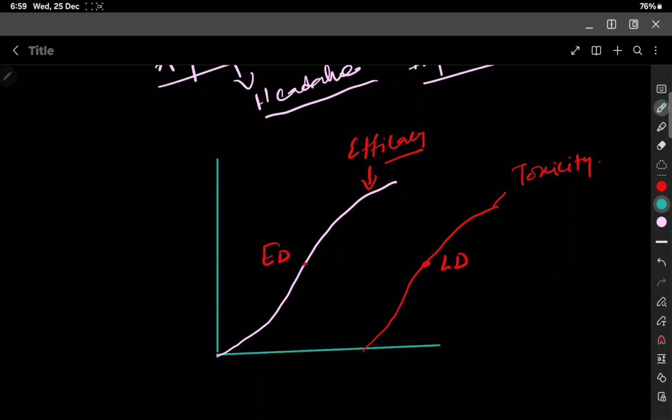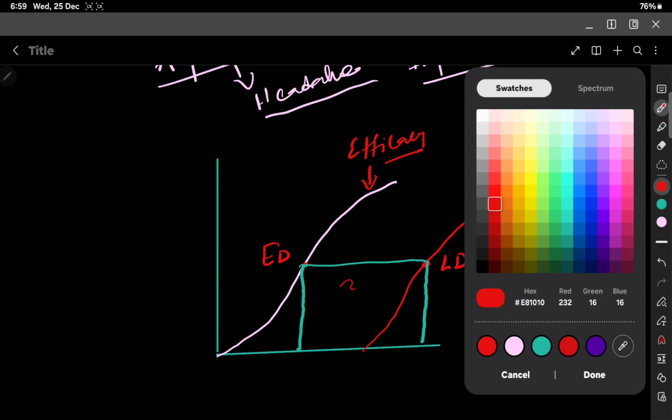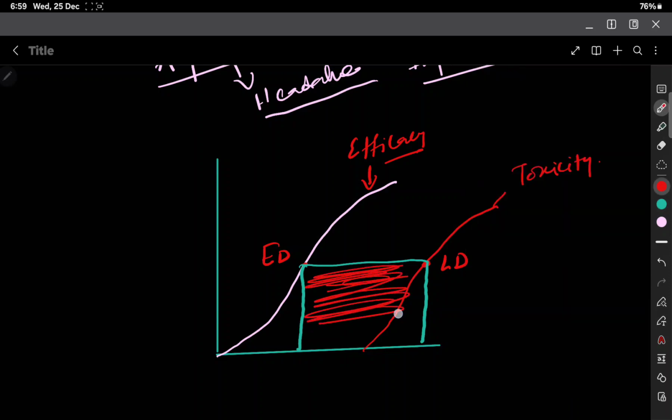Okay, now from this point to this point, this whole area, I will color it in, for example, red. This whole area is called the therapeutic index, TI. The distance between the effective dose and the lethal dose or toxic dose is called the therapeutic index. So you can see here, this is the therapeutic index.